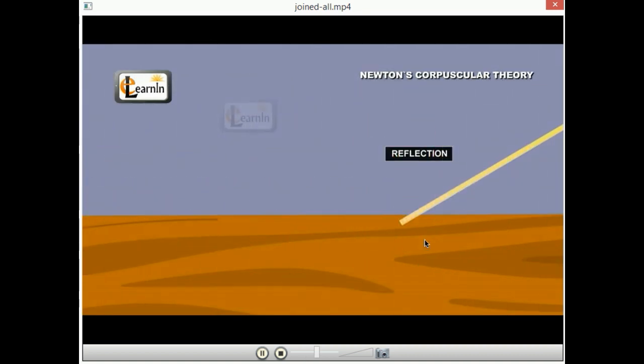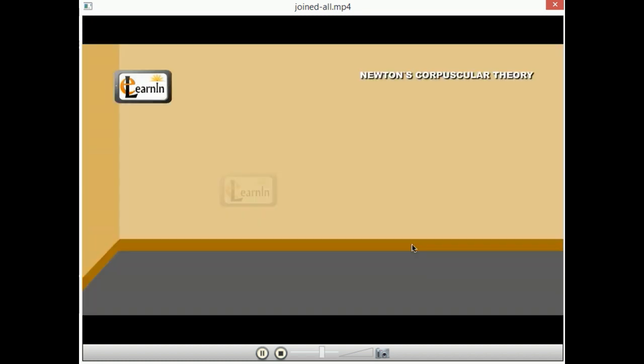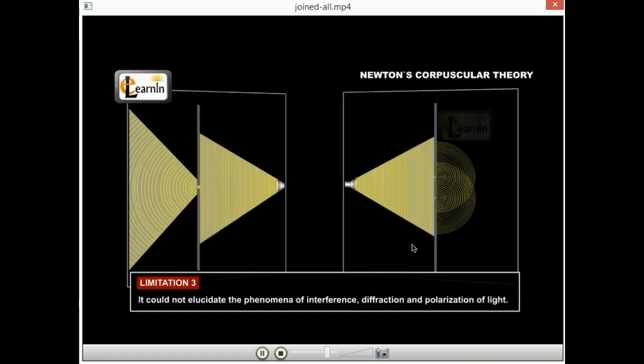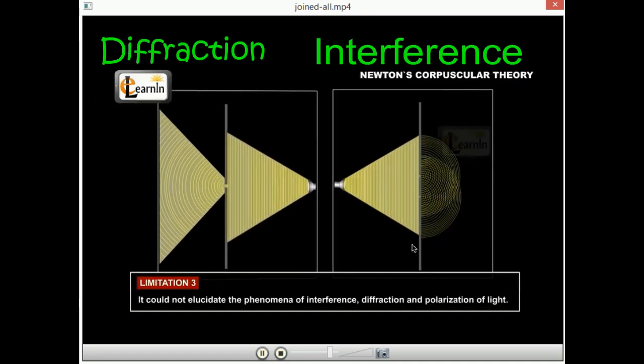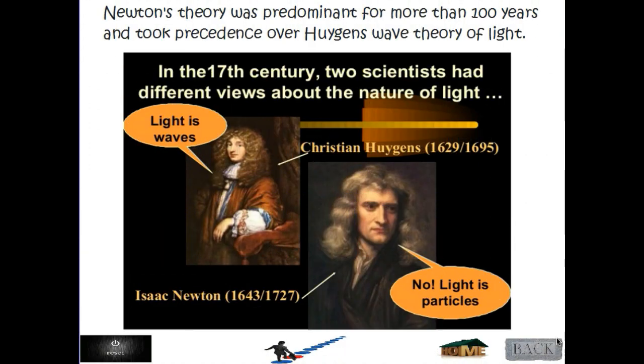And he explained the reflection and refraction of light as particles, the same as a ball reflecting on the ground. But he couldn't explain diffraction and the interference of light. Newton's theory was predominant for more than 100 years and took precedence over Huygens' wave theory of light.